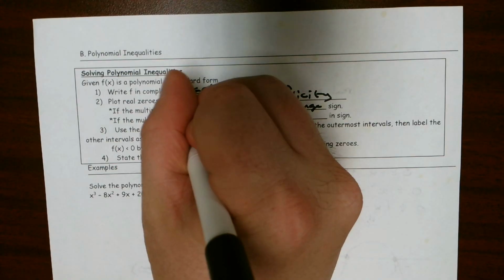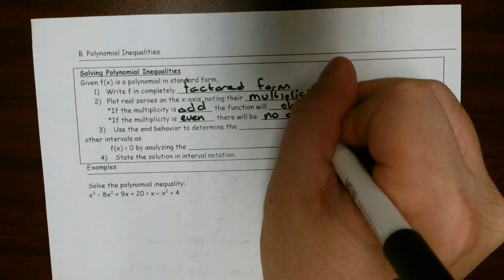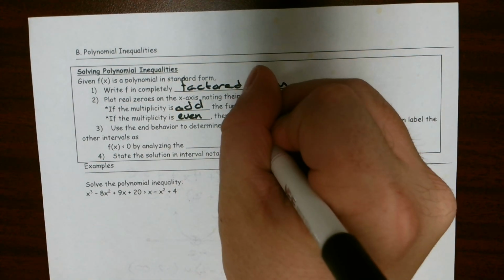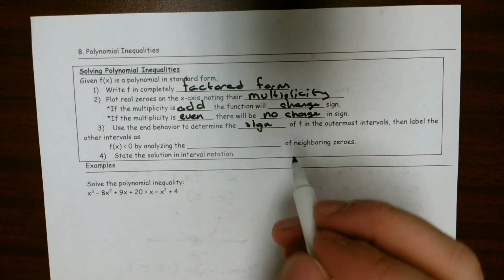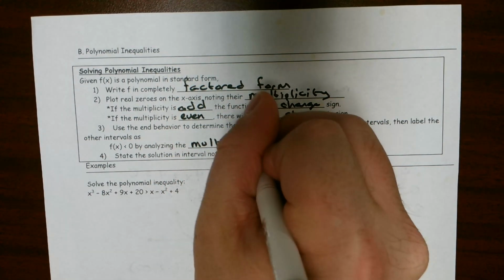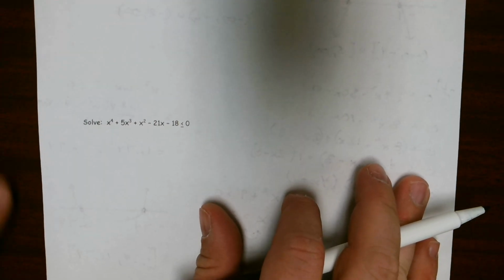And if the multiplicity is even, it's going to bounce. There will be no change in sign. It'll either bounce and stay positive or bounce and stay negative. Lastly, we're going to use the end behavior to determine the sign of f in the outermost intervals, and then go from there by analyzing the multiplicity of the neighboring zeros. What you guys are actually going to do is this first one on your own after I do this one. It's going to be about the same process, but I want you to note that you'll be doing that first one on your own.